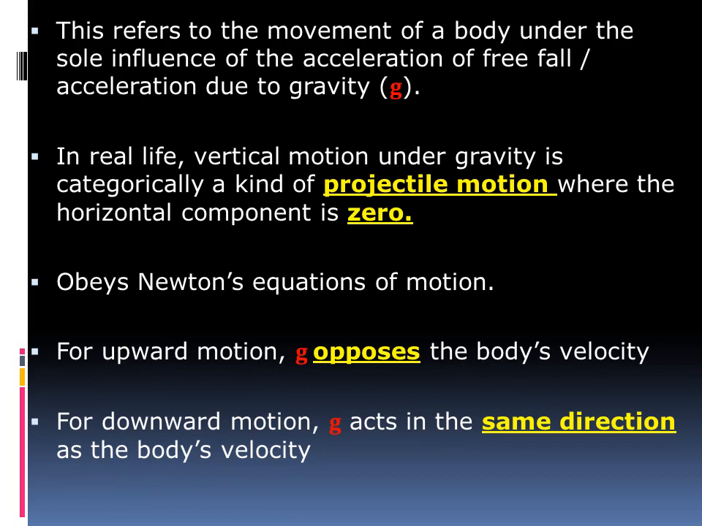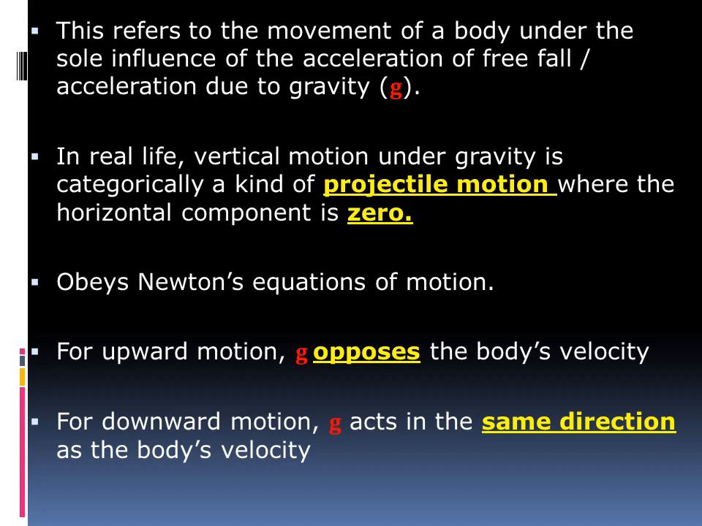Alright, so what do we mean by vertical motion and gravity? This simply refers to the movement of a body under the sole influence of acceleration due to gravity, that is g, or the acceleration of free fall. So you see, in real life, vertical motion doesn't really exist because it's an example of projectile motion, but in this case, the horizontal component of the velocity is zero.